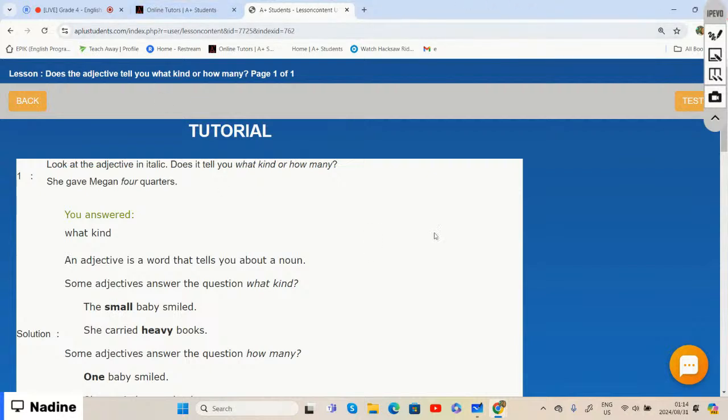All right, so now we're going to look at the adjectives in italics. Does it tell you what kind or does it tell you how many? It says she gave Megan 4 quarters. We need to say if it tells you what kind or if it tells you how many.